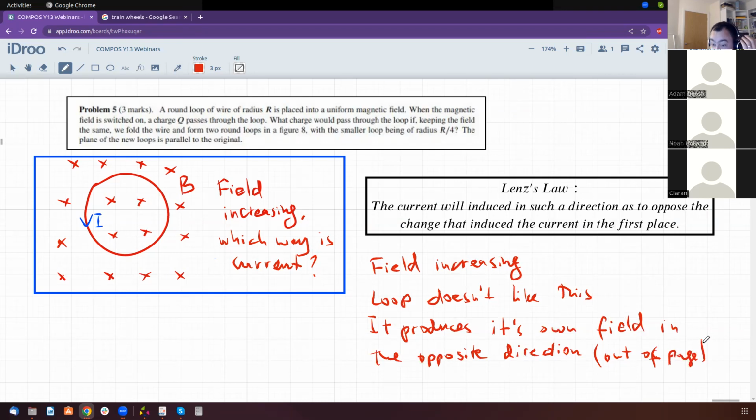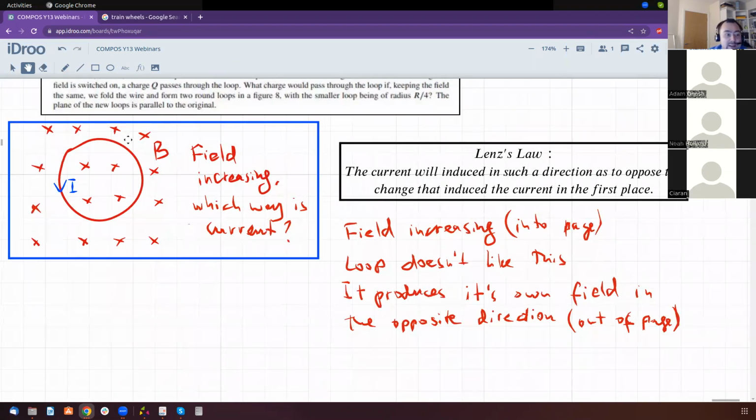Yes, that is very cool, actually. Field increasing into the page. Loop doesn't like this. It produces its own field in the opposite direction. Therefore, the current is anticlockwise. Yes, the right-hand rule. So the thumb shows the direction of the field. So the field is out of the page, and the curl shows the direction of the current, which is anticlockwise.